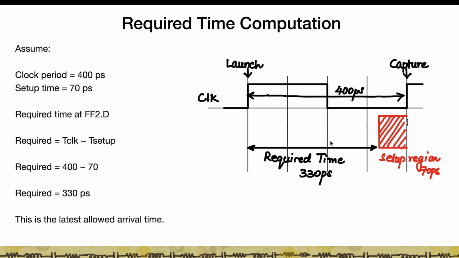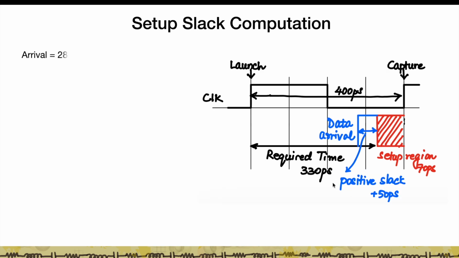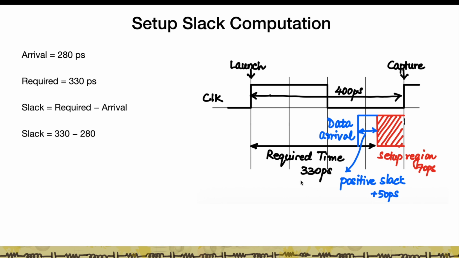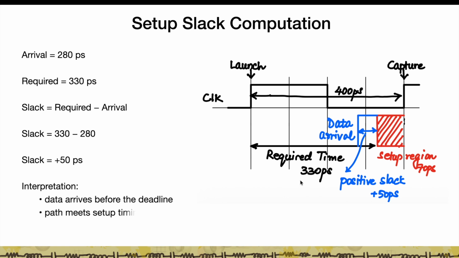Now let's compute slack. Arrival time is 280 picoseconds. Required time is 330 picoseconds. Slack is 330 minus 280 or plus 50 picoseconds. Positive slack. The data arrives 50 picoseconds before the deadline. The path passes comfortably. Now on the timing diagram, you can see it clearly. The data arrives, stabilizes, and there's a visible gap before the setup region even begins. This gap is your slack.